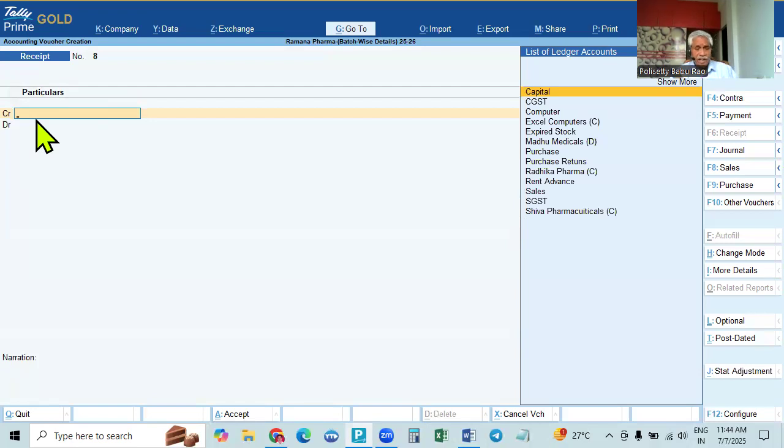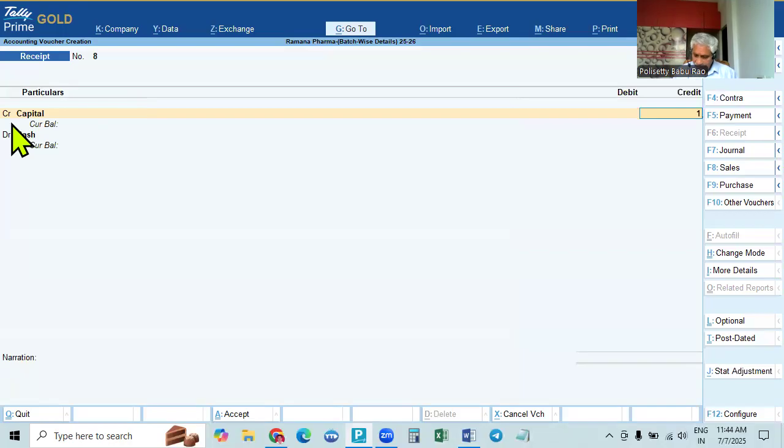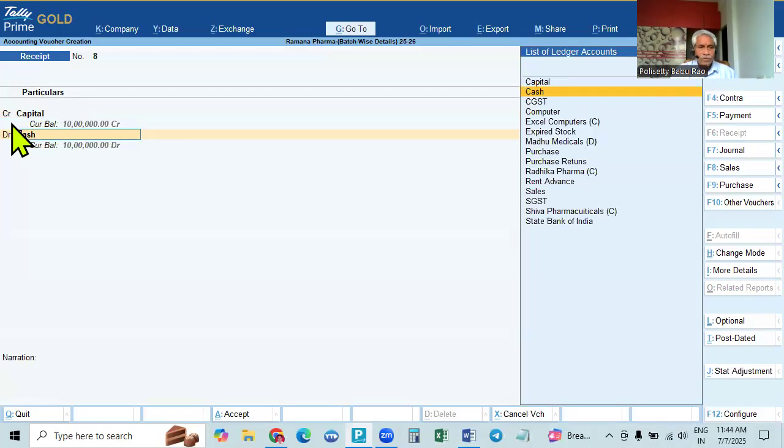That owner, we will change the name. It is written as capital. So capital account is to be credited. Cash account is to be debited. So select capital account, capital 10 lakhs. Then, we are getting cash.